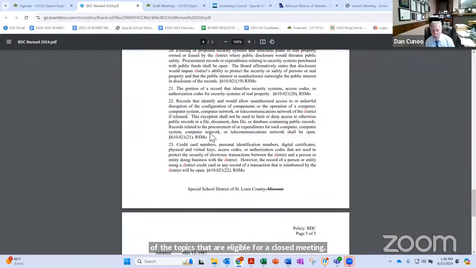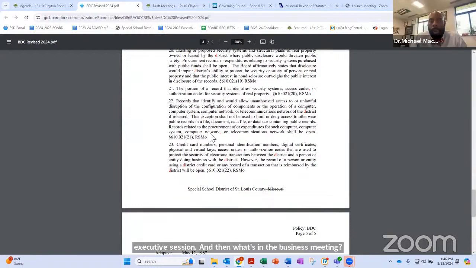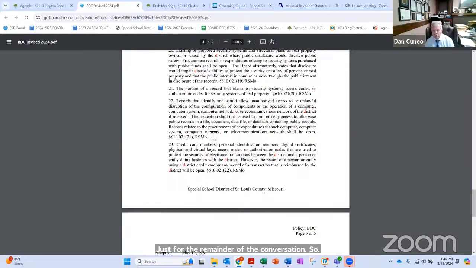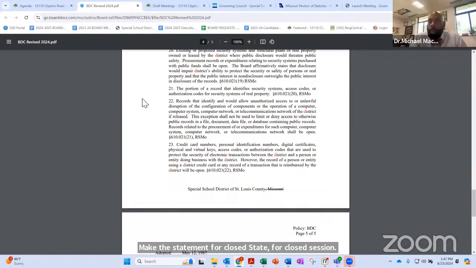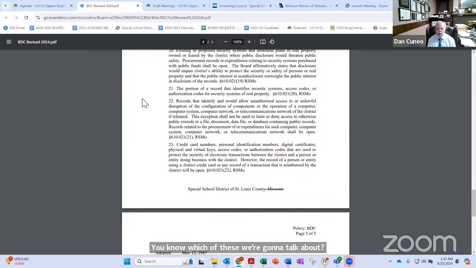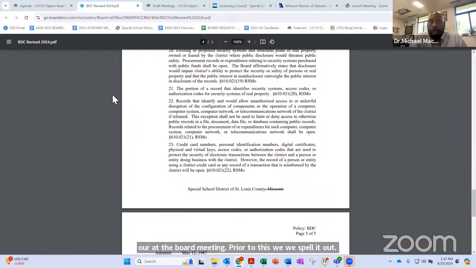The one thing, Dr. Macklin, I want to make sure we continue to do, and we've been doing it, is that when we make the statement for closed session, we specify what is going to be in there, which of these we're going to talk about. And when we set up the closed session at the board meeting prior to this, we spell it out. We had a problem with that in the past. I think it's key for transparency. It's also key as you look at where we are with the legislature and sunshine requests.